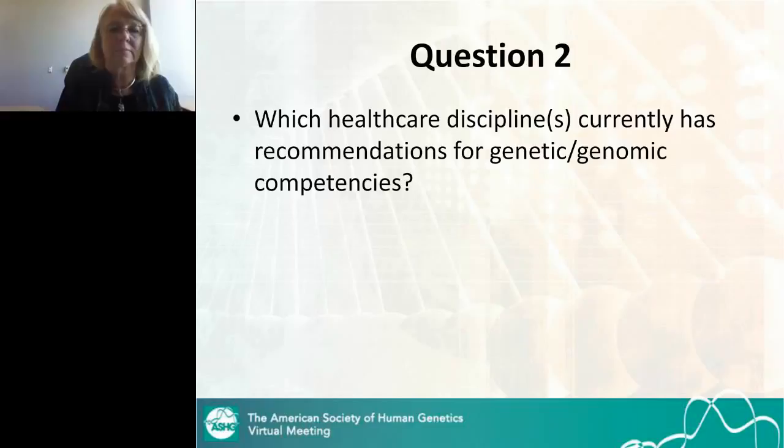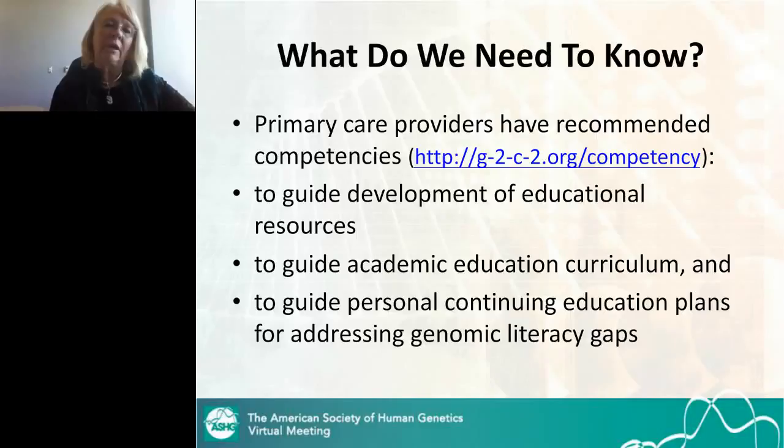Okay, as many of you noted, primary care providers do have recommended competencies. And additionally, one other discipline that's not on the list, pharmacists, have also identified genetic and genomic competencies for their healthcare provider education. And you can find all of these listed on a resource in the toolkit called G2C2 at this specialty link. As you may recognize, these competencies can really help develop educational resources and academic education curriculum, but they can also be of value to your thinking about your own personal learning and how to address perhaps your own genomic literacy gaps.